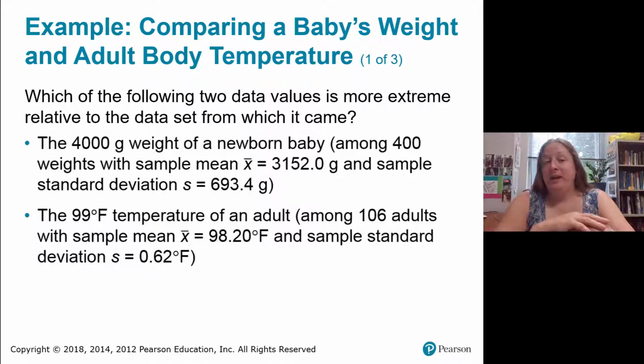So we're going to compare a baby's weight and adult body temperature. We want to know which of the 2 data values is more extreme relative to the data set from which it came. So we have a 4,000 gram weight of a newborn baby among 400 weights with sample mean of 3,152 grams and sample standard deviation of 693.4 grams. And our other piece that we're wondering about is a 99-degree Fahrenheit temperature of an adult. This was taken among 106 adults with sample mean of 98.2 degrees Fahrenheit and sample standard deviation of 0.62 degrees Fahrenheit.